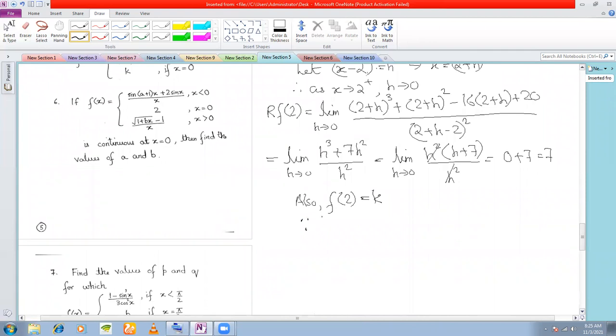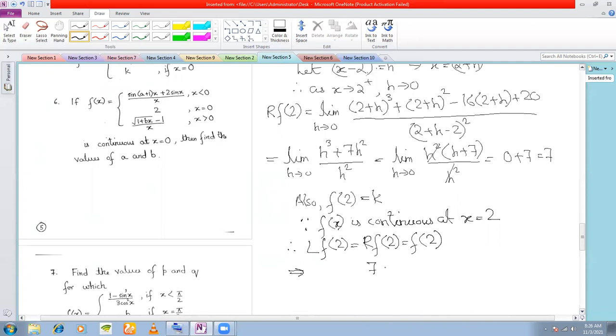So since fx is continuous at x is equal to 2, therefore left hand limit must be equal to right hand limit, must be equal to the value of the function at that point. So what do you see? The LF2 and RF2 both are equal to 7, and f2 is equal to k. So therefore the value of k is 7.